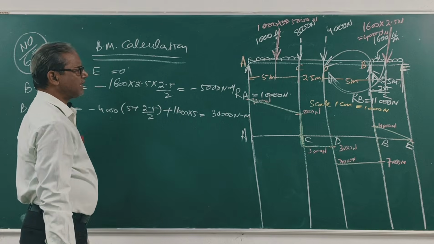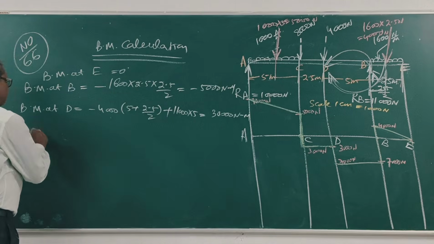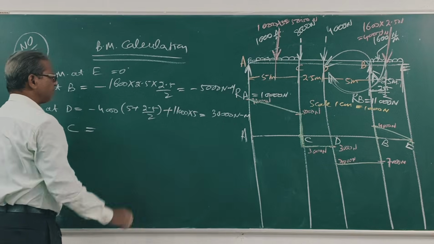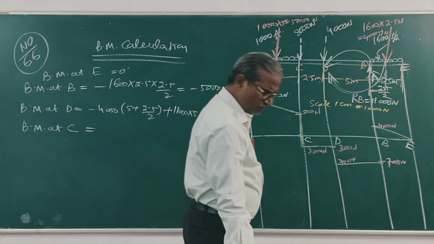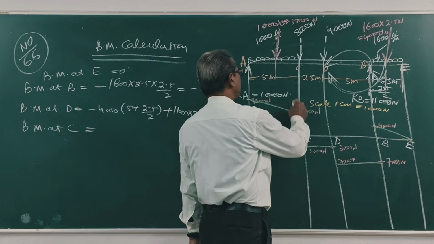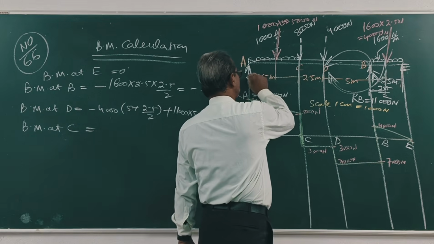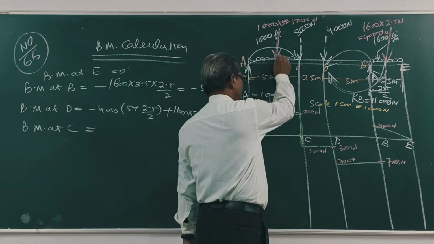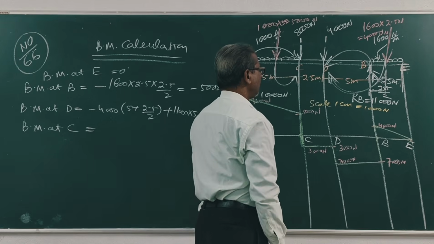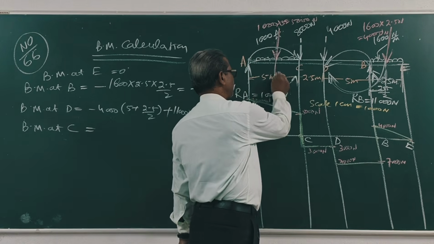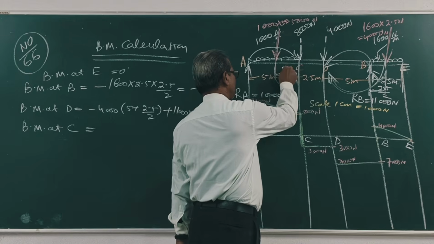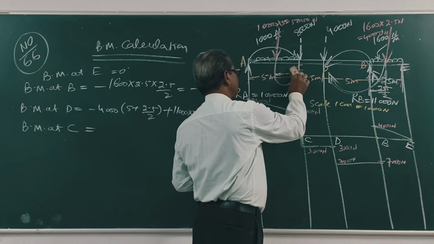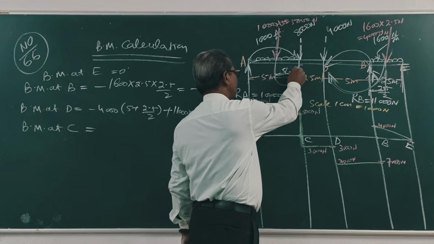Next, let's see at C. This is point C. So for point C, coming from the left: 10,000 into 5 minus 5,000 into 5 by 2. Clear?